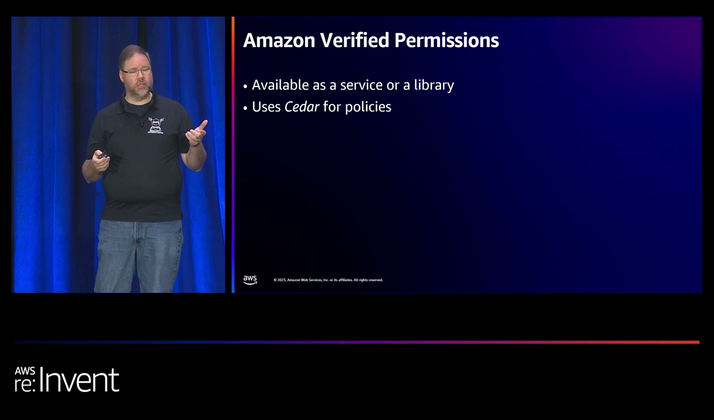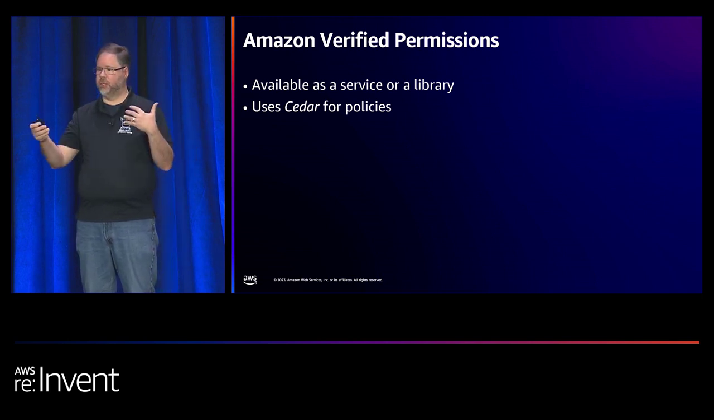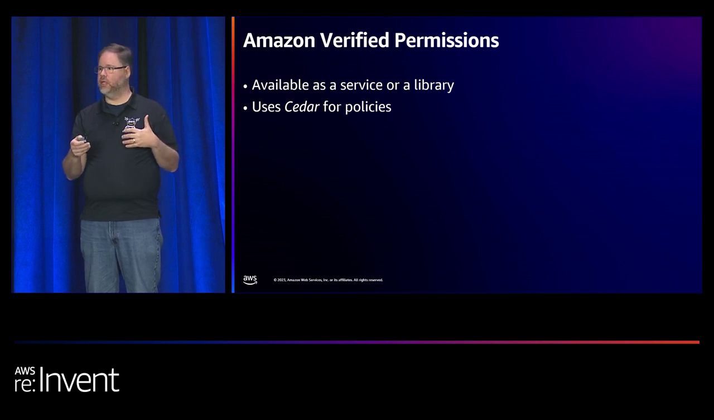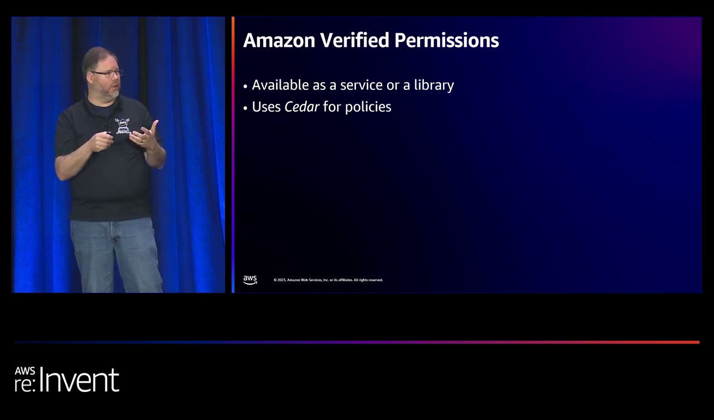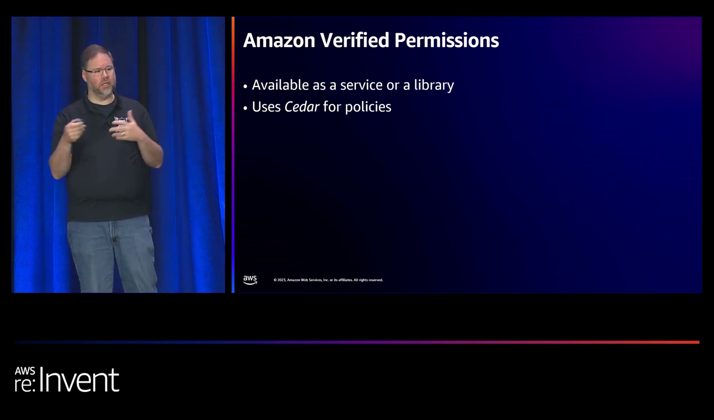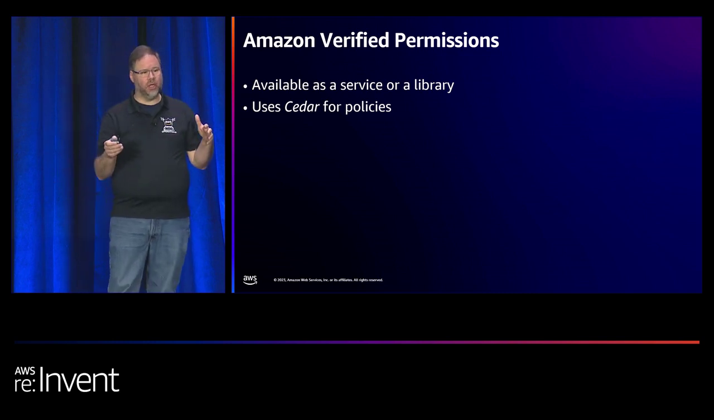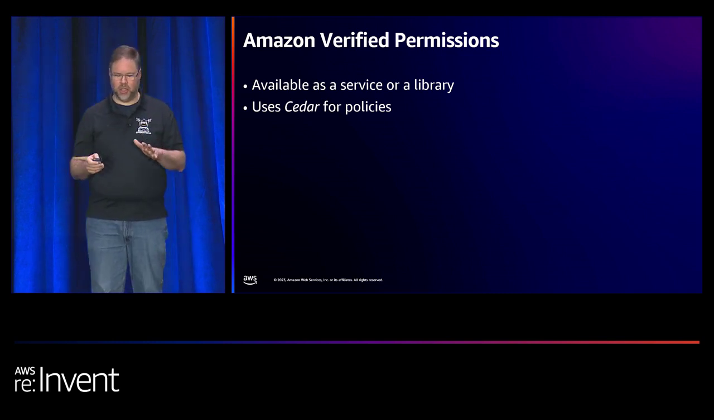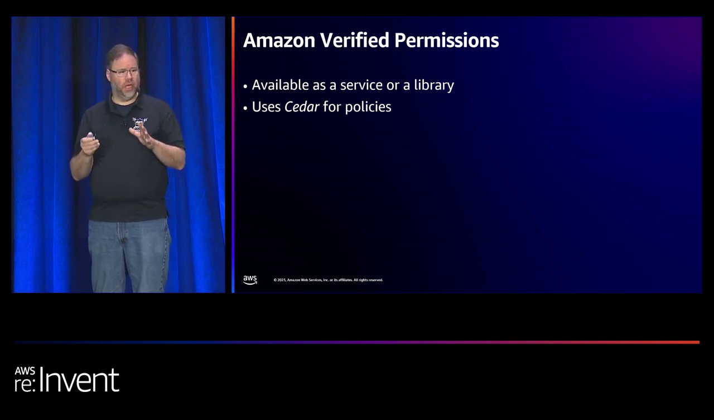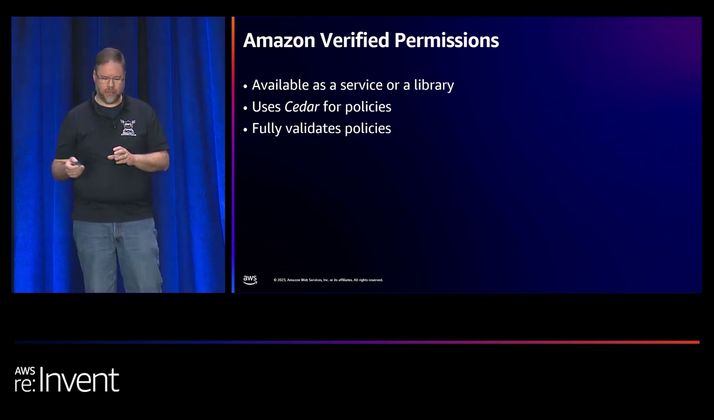The Cedar language that I just mentioned is how you express policies. It's relatively simple, it's easy to read. It uses the same model that AWS IAM policies use, where you've got allows and denies trump allows. The ordering of statements doesn't matter. There's no looping. It's not Turing complete, intentionally. And so it's pretty straightforward to read and write policies in Cedar.